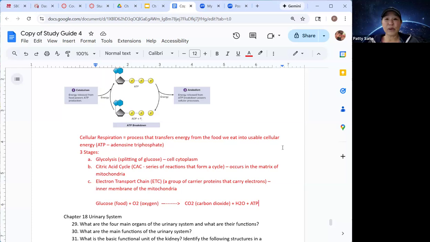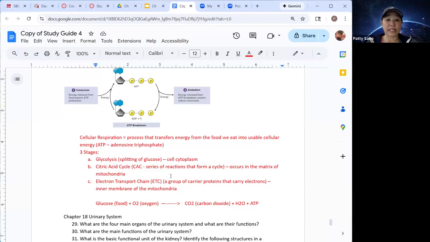Really, it's what happens to our food. Why do we eat food? What is the purpose? We eat it, it gets broken down in our digestive system, and we absorb nutrients across the wall into the blood. Those nutrients are taken to all parts of the body, to every cell that's going to use them to make ATP. That's what happens.